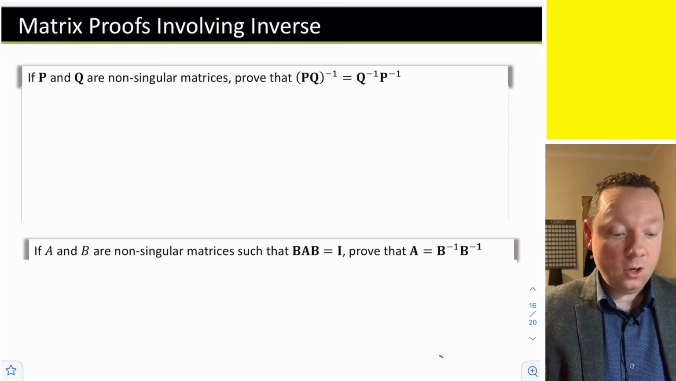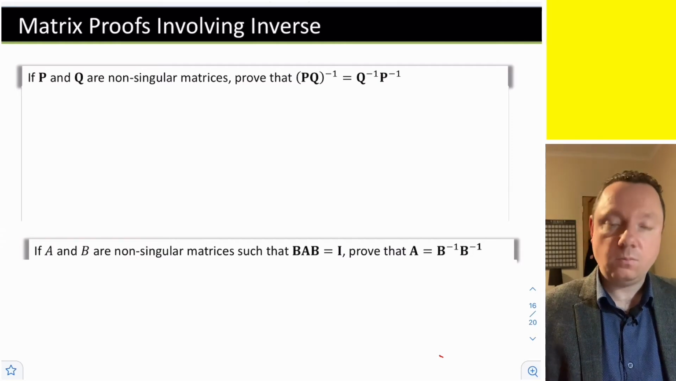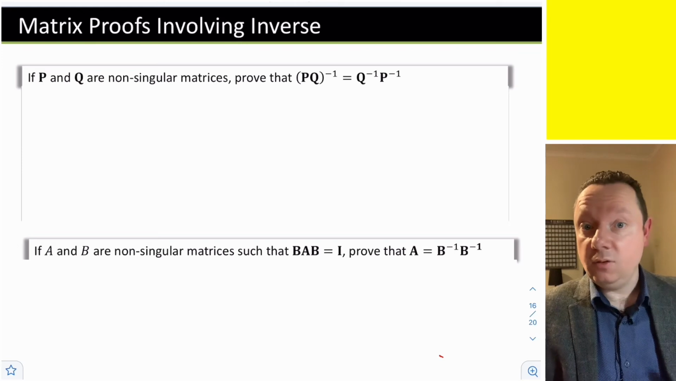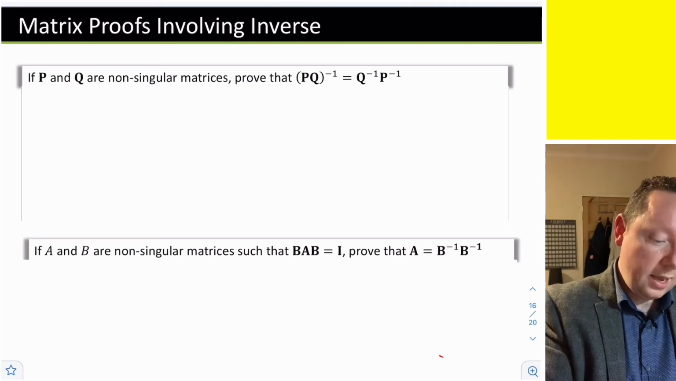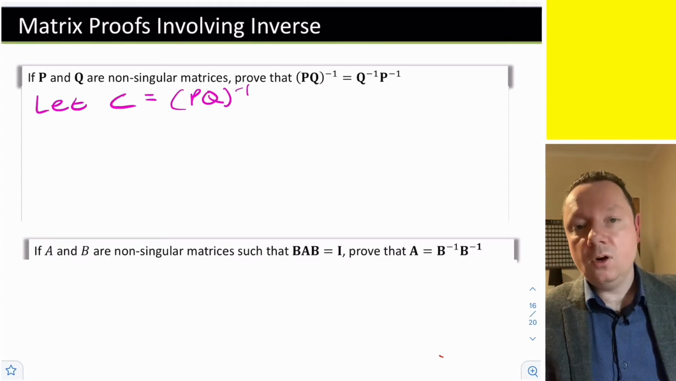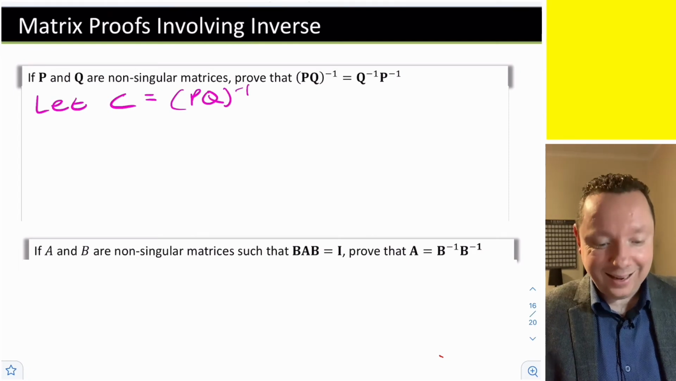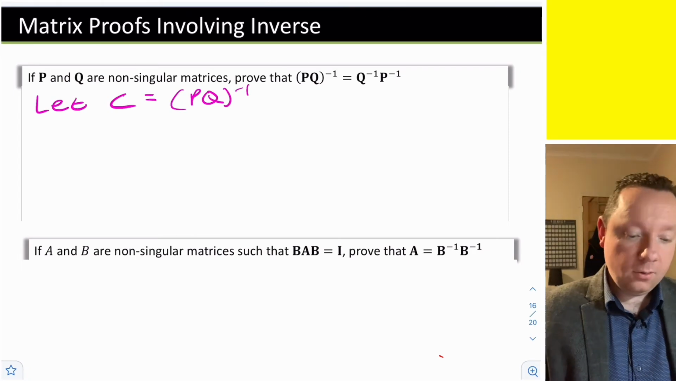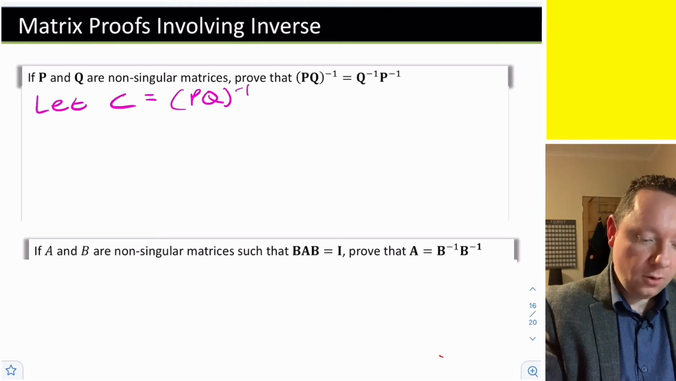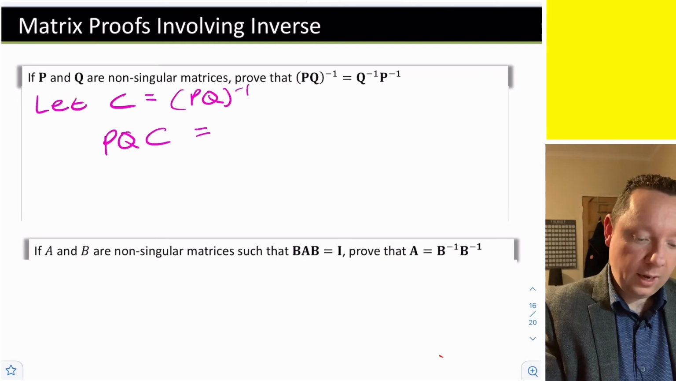Okay, a few matrix proofs involving the inverse. So, if P and Q are non-singular, prove that (PQ) inverse equals Q inverse P inverse. We don't have to draw any matrices here, we just have to use matrix algebra to solve this. So let's say let the matrix C equal (PQ) inverse. Just recall, if you times a matrix by its inverse, you get the identity. Which means if I do PQ, which is the inverse of (PQ) inverse, and times it by C, I will get I.